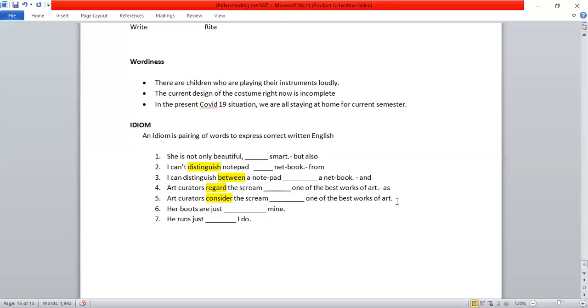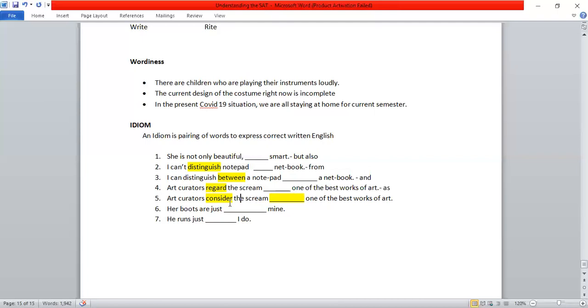That's incorrect as well. When you say consider, you don't need anything else. We don't put anything over here. It's a blank. It remains as it is. Art curators consider the Scream, comma, one of the best works of art. That's all. Nothing comes here. Yeah, I consider you to be a great student. No, I consider you a great student. We don't need any preposition, nothing before the next part of the sentence.